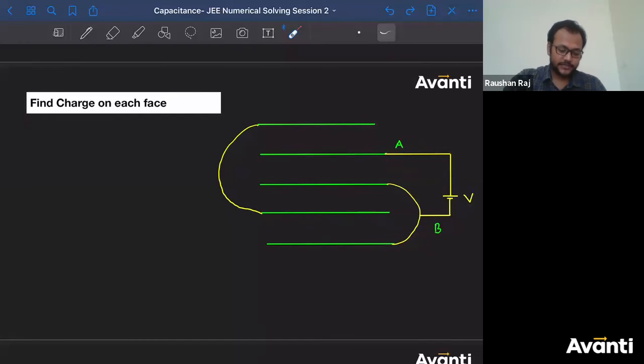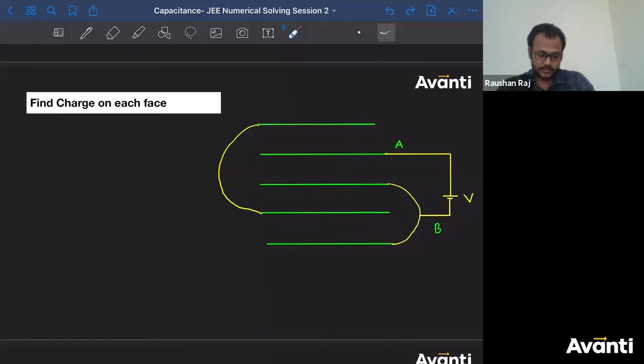So I have actually framed a question where I am asking you, find the charge on each face. यहाँ कितना चार्ज आएगा, यहाँ कितना आएगा, मतलब सारे फेस पे. How many faces are there? 1, 2, 3, 4, 5, 6, 7, 8, 9, 10. तो find the charges on all the faces. जल्दी से निकालो. कैसे निकालोगे? दिमाग लगाओ. Use all the concepts and all the knowledge you have, ठीक है? And try to get the answer for this.